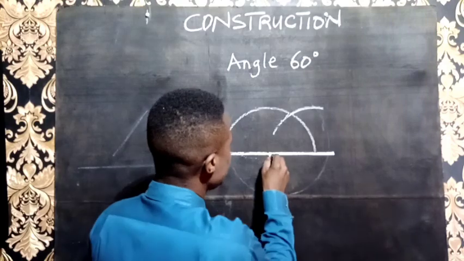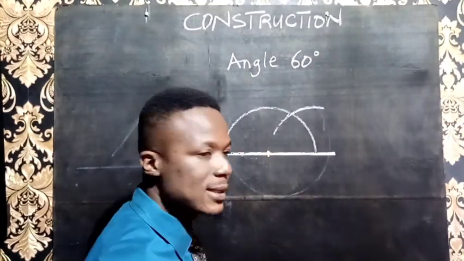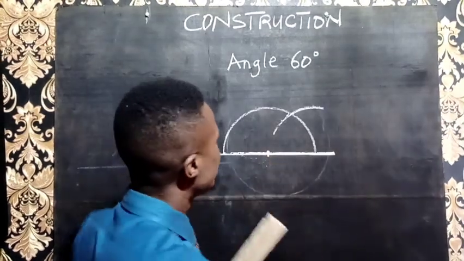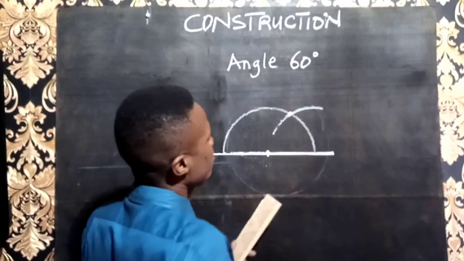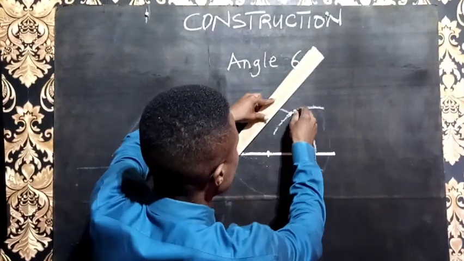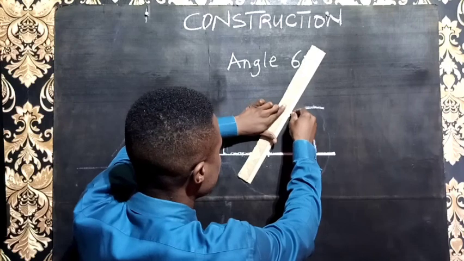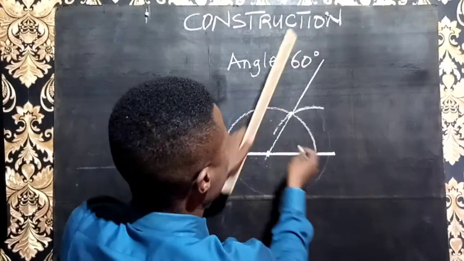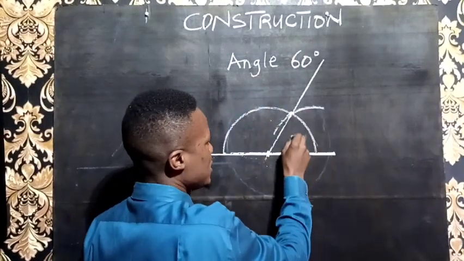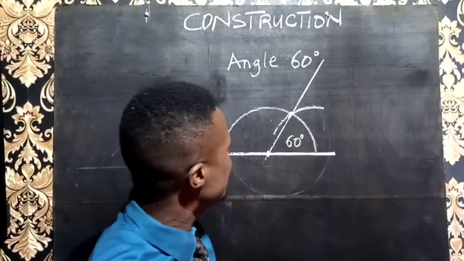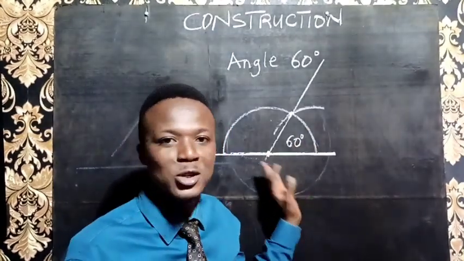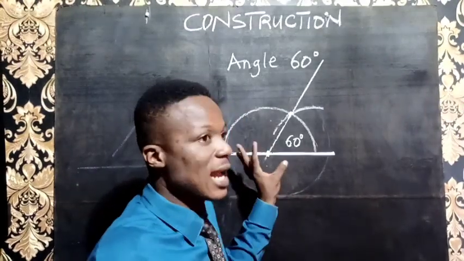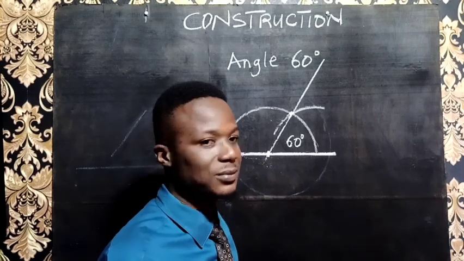Note the center where the pin of the compass had made a hole on your line. Then note also the point of intersection of the two arcs. Carefully use your ruler and join the 2 points together. So this size angle here is angle 60 degrees. And even if you use a protractor to measure it, you must always get 60 degrees. So it is real and correct. That's how to make angle 60 degrees.